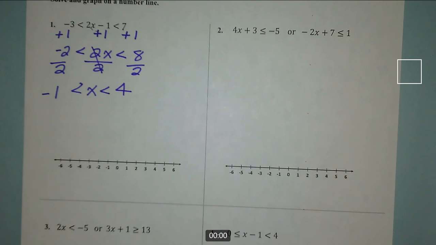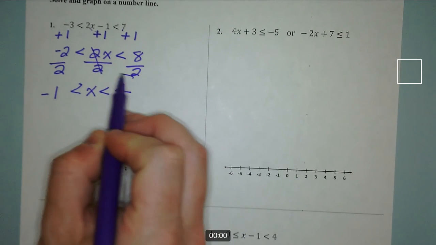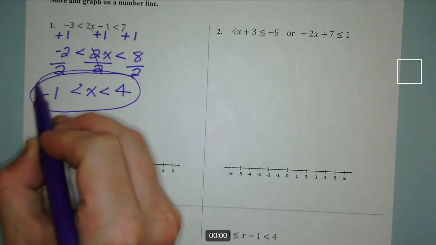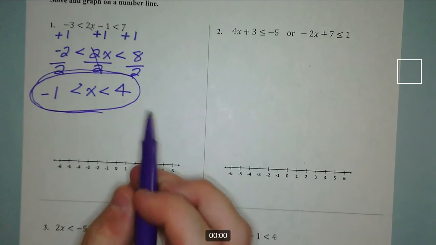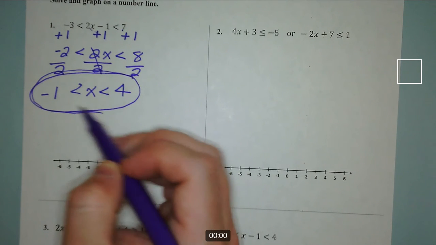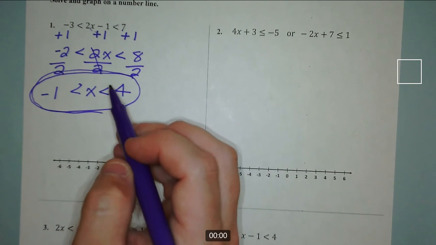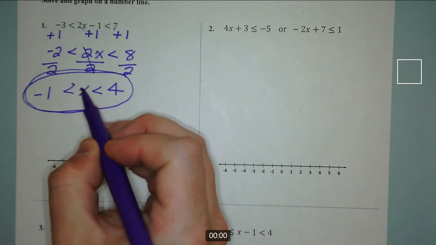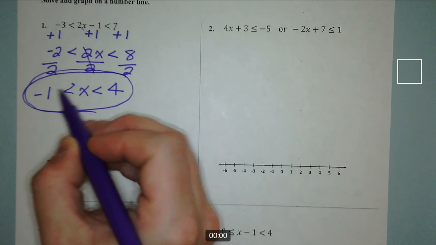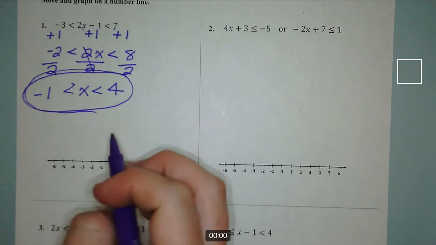This is kind of a weird coincidence, but we have the same thing, so in a way this is the final answer. But if you needed to graph that, you have to recognize this as a typical and, in-between type inequality. Because this is saying x is greater than negative 1 and less than 4 at the same time.